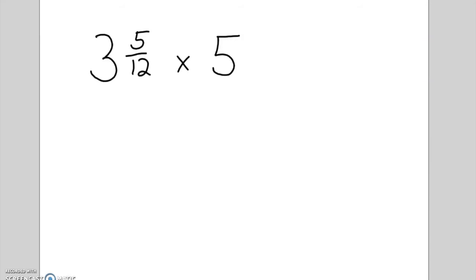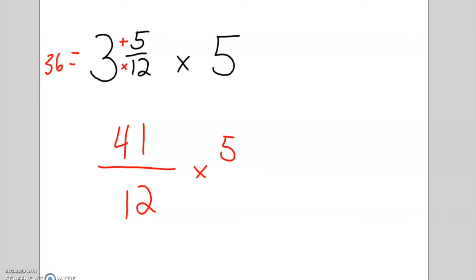Okay, try this one, and then push play when you have it and we'll check it. Times plus. So that would be 36. 36 plus 5 is 41 over 12. Ooh, this is a toughie. All right, times 5 over 1. So again, we can't simplify anything, can we? Bummer.